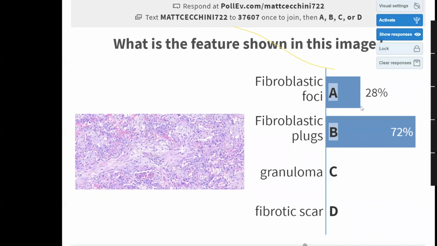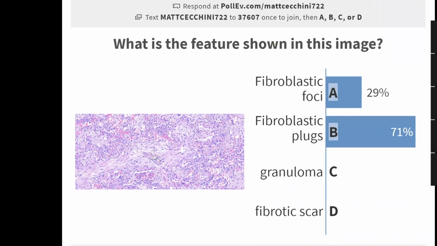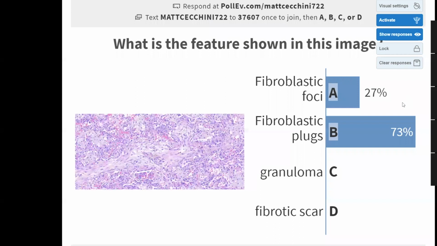Perfect, yeah, so these are fibroblastic plugs. And so this is an important point. These are not fibroblastic foci. They are focal areas of fibroblast proliferation, but we really reserve this term fibroblastic foci for a usual interstitial pneumonia. In pulmonary pathology, we have a very specific use of this term. And so we really try to avoid the use of this term, except in cases of usual interstitial pneumonia.